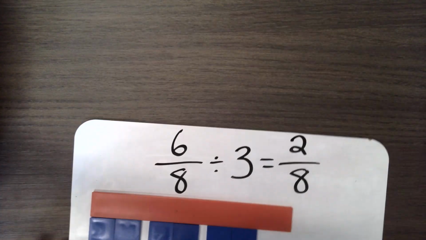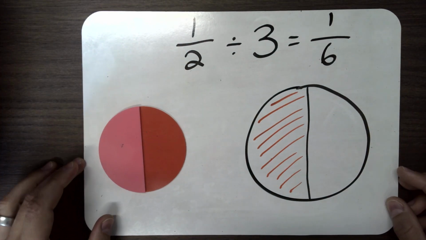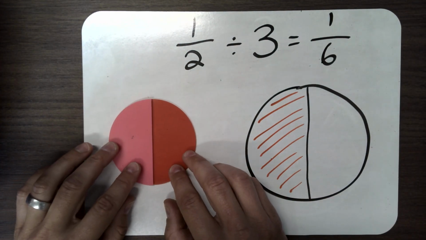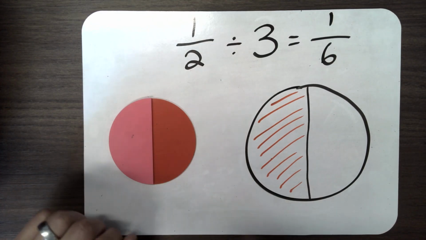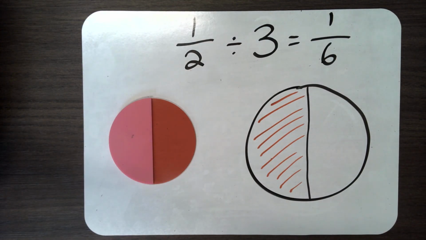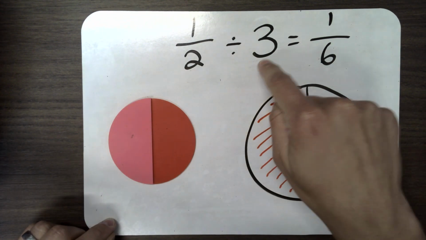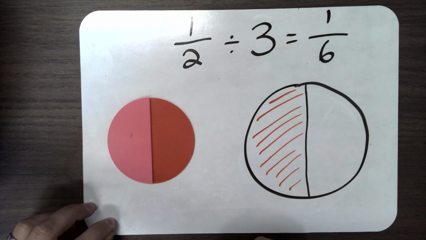So we're going to look at a little bit more challenging example here. Okay, so here we have 1/2 divided by 3. We're going to show why this is equal to 1/6. Okay, so for this one, we're going to look at an area model. So we have our 1/2 modeled here. We want to divide this into 3 equal parts, or 3 equal groups. Okay, so we're going to do number of groups again for our divisor.